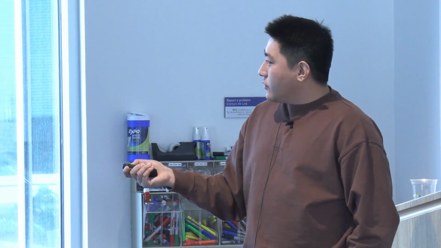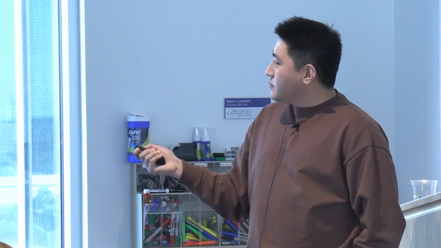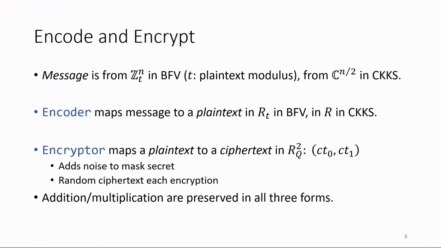And here the encryptor maps this plaintext polynomial into a ciphertext, which is a pair of polynomials. What it does is actually add noise to mask the secret, which is the message or plaintext. And then it randomizes this ciphertext in each encryption, so that encryptions of the same plaintext always give you different ciphertexts. Otherwise, you can read the message anyway. So this is how to make it secure.